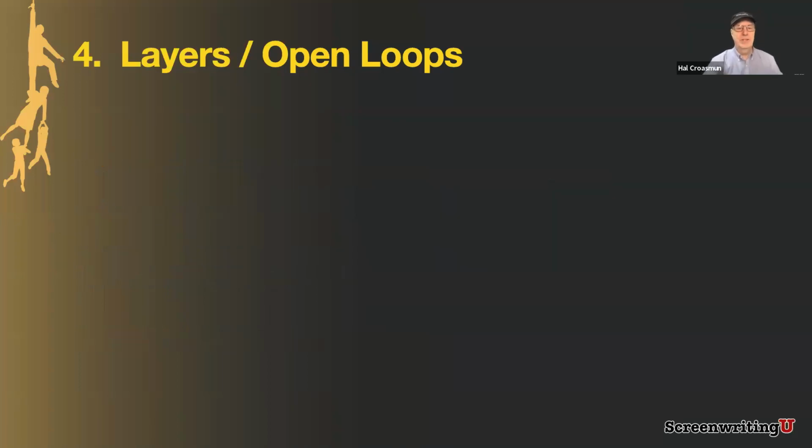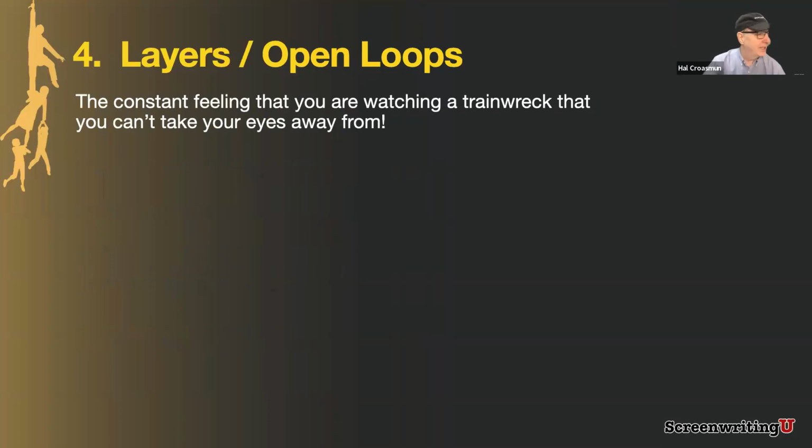Now, here's what open loops do. And in this show, this is another open loop. There's this constant feeling that you're watching a train wreck, right? Over and over and over, something terrible is going to happen at any moment. And it does, by the way. It's just usually not the thing we think is going to happen.